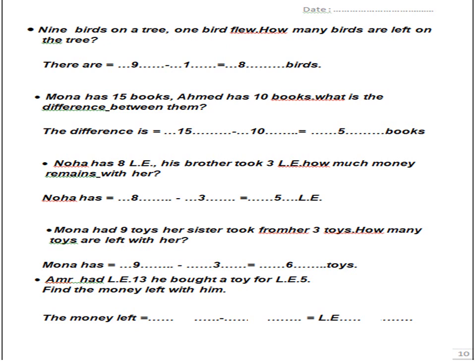The last question here says Amr had 13 LE. He bought a toy for 5 LE. Find the money left with him. So we put the big number first, 13 minus 5. We count from the small number, which is 5, until we reach the more, which is 13. After 5, 6, 7, 8, 9, 10, 11, 12, 13. So the answer will be 8.